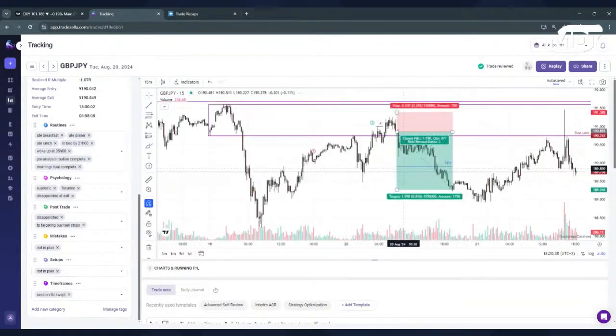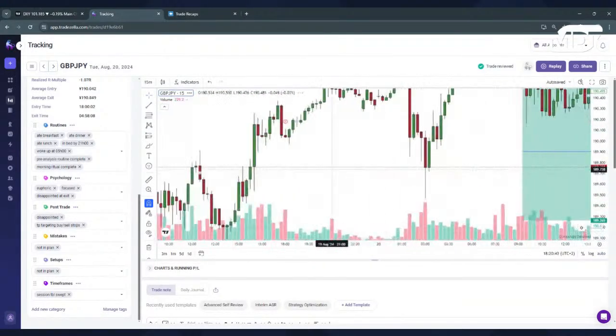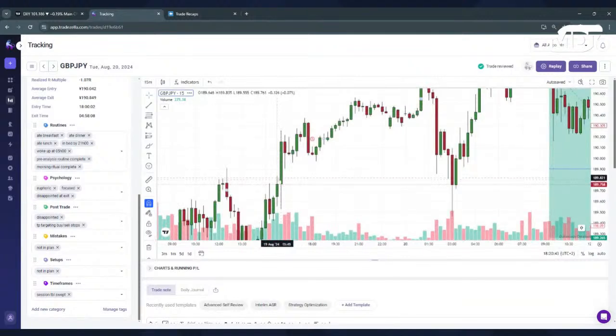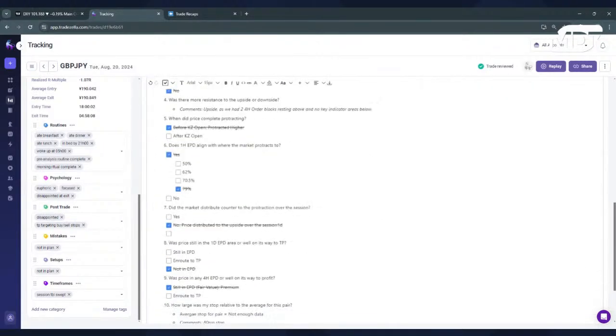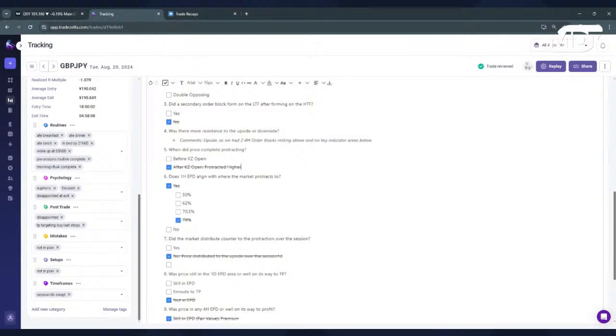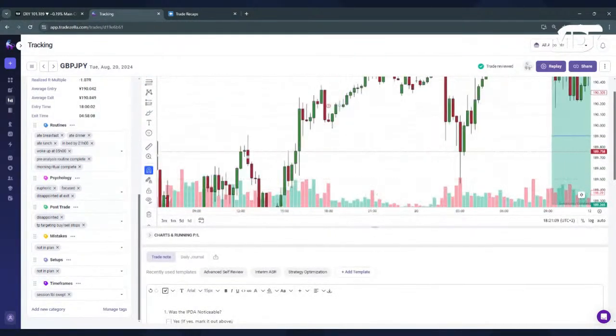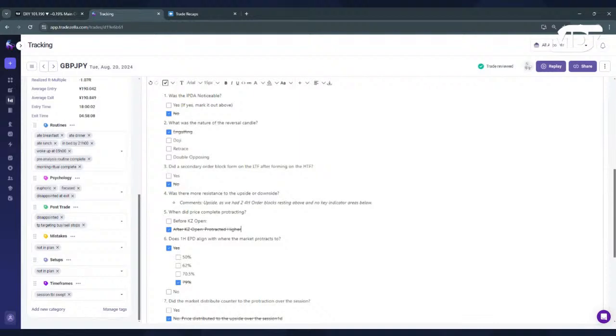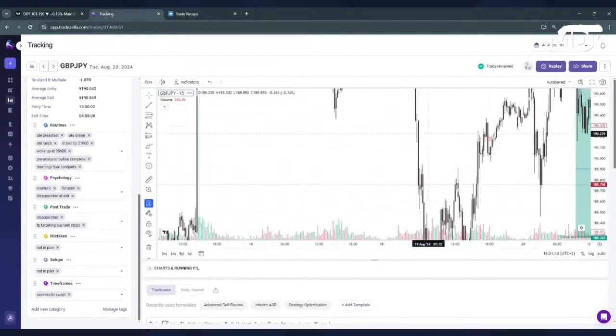minor details. And if we look at this, we were protracting. I said before, but it was definitely after. What was I on this day when I was reviewing this trade? So that's that. Does a 1 hour EPD align with where the markets protract to? I said yes at the 79% level.